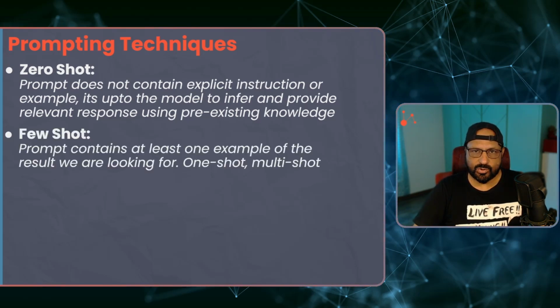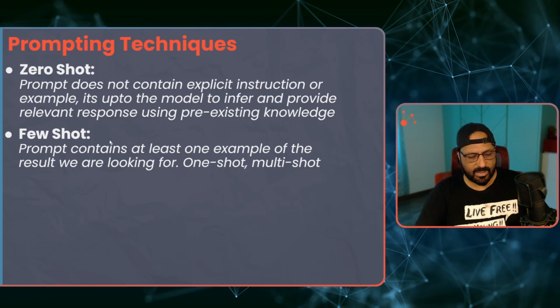Another one is few shot. So few shot can be divided into two categories. One is one shot prompting. Another is many shot or few shot prompting. One shot means you are giving some kind of guidance. You are at least giving one example of how your output should be. And based on your provided example, the model is going to provide you the output. So one shot and multi-shot are basically examples of few shot prompting.